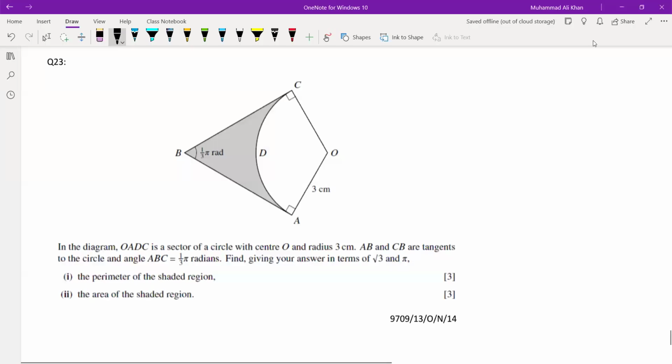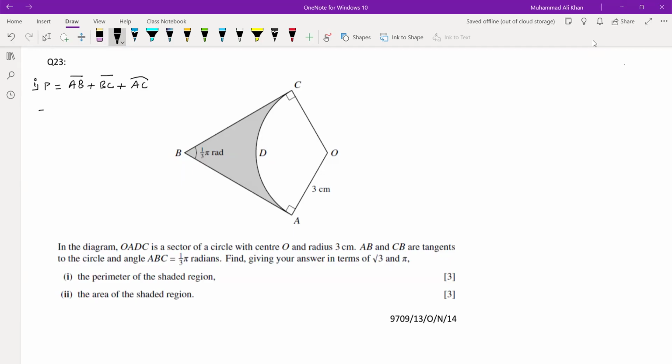Now, question number 23 from October 2014, paper 1-3. The diagram is given. We have to calculate the perimeter of the shaded region. So in the first part, always for the perimeter, you have to write the boundaries, right? So the perimeter of the shaded region is AB, straight line, plus BC, straight line, plus AC, arc.